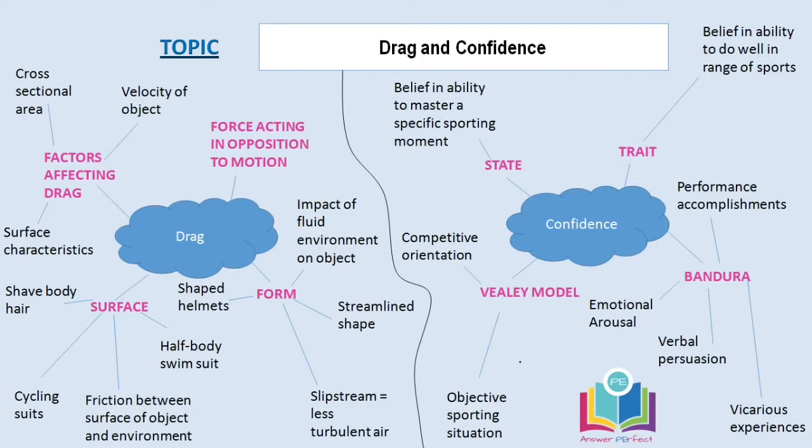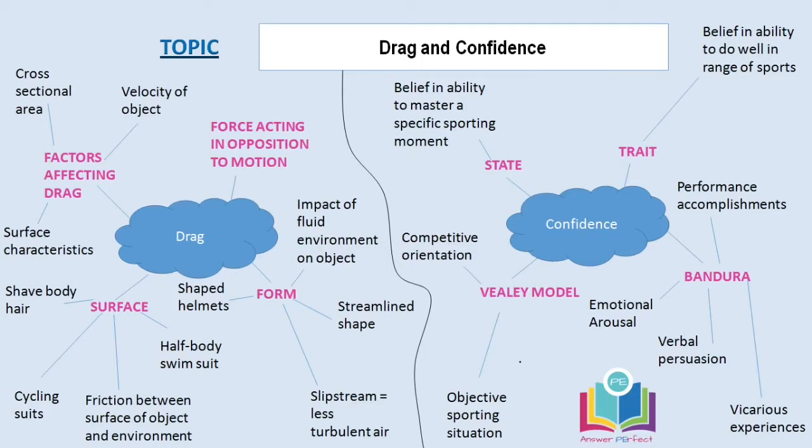So if we focus on the left hand side of the screen, I thought I would do a little bit of a mind map for both areas so that we can touch upon content, so that when we apply it to the question it makes more sense. So drag. If you look there, it says forces acting in opposition to the motion. So if an object or a body is moving in one direction, there are always going to be forces acting against it, okay, usually to slow it down.